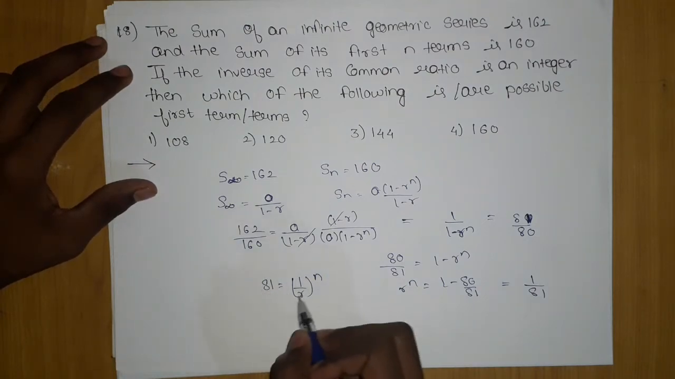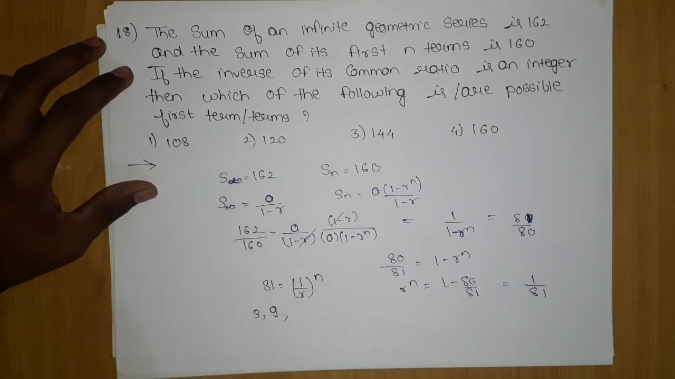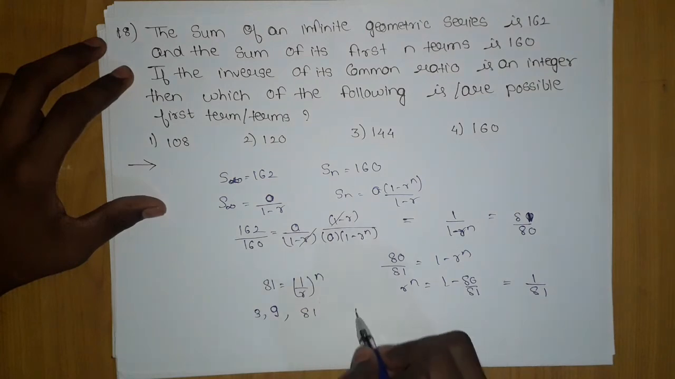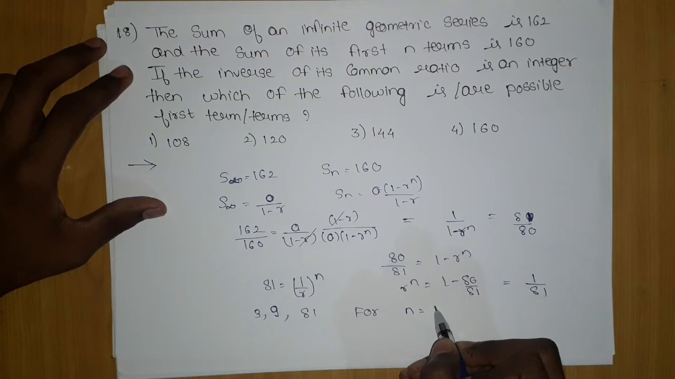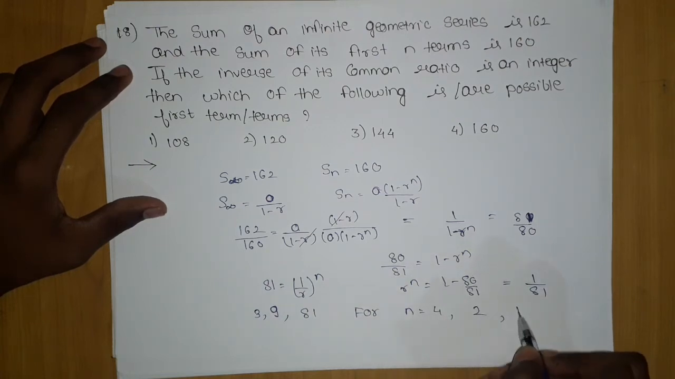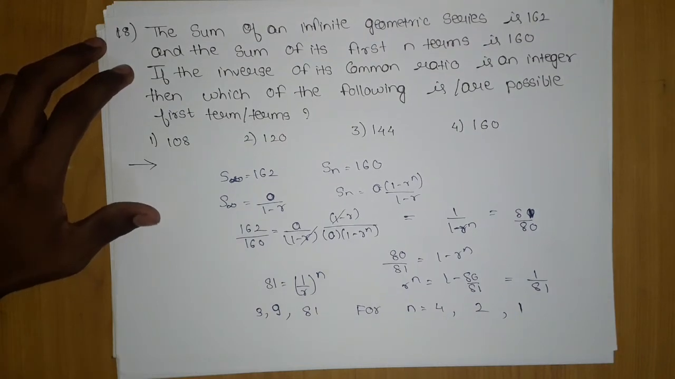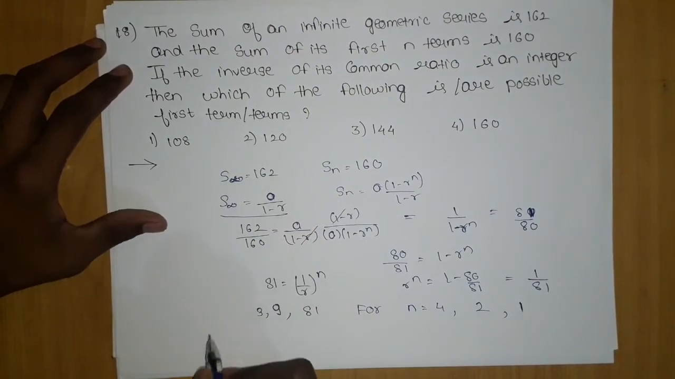So the possible values can be 3, 9, and 81. 3 will appear when n is equal to 4, 9 will appear when n is 2, and 81 will appear when n is 1. These conditions are very general. When n is equal to this number, they will be equal. Then using this equation we can easily find the first term.